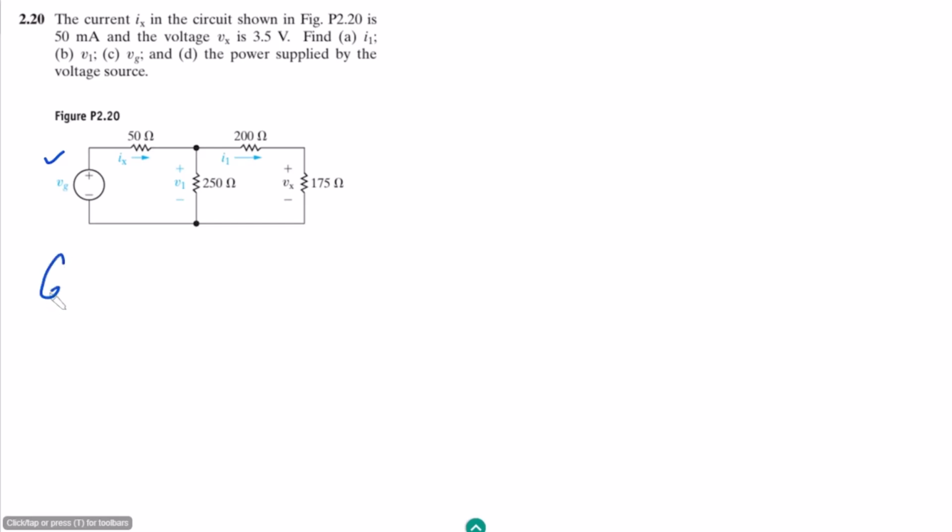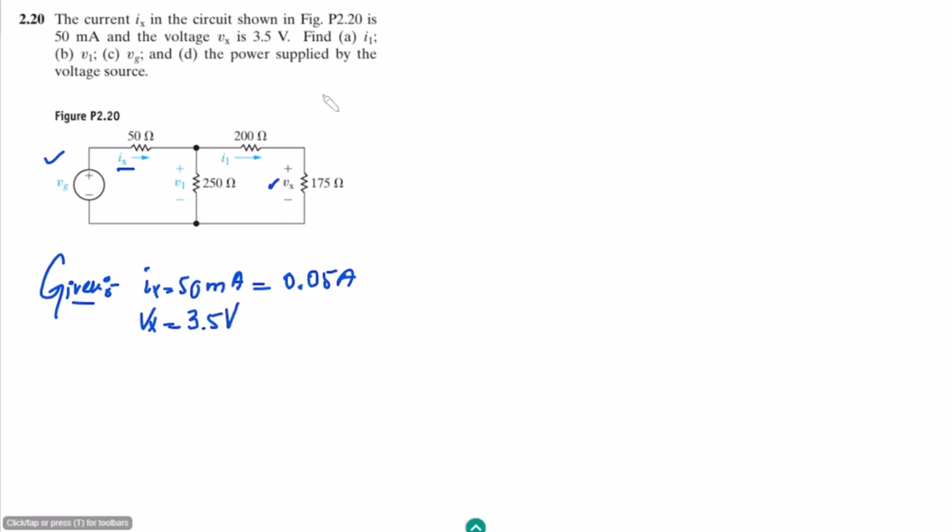So let me write here the given data. The current Ix is 50 milliamps, which is 0.05 amperes. Also the voltage Vx is 3.5 volts. So this is Vx and the value given for it is 3.5 volts.